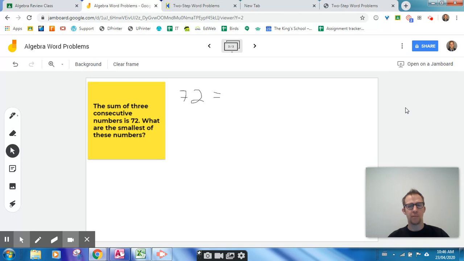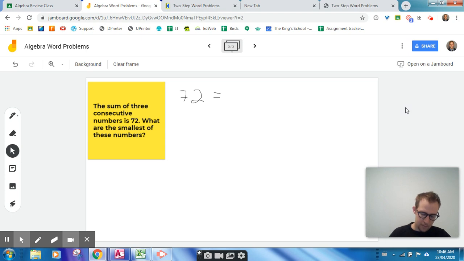Now you could solve this problem by just checking it. You could just guess. You could say, well, it's probably in the 20s. It's going to be higher than 20 and lower than 30. And you could just sort of guess and find the answer that way. But there's a way that you can solve it by using algebra as well. So we know that there are three numbers and they're consecutive. How do we write those numbers down as algebra to show that they are consecutive?